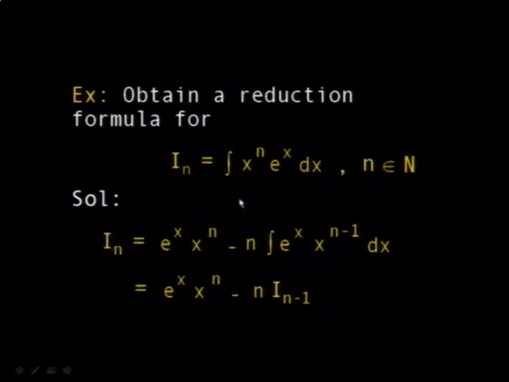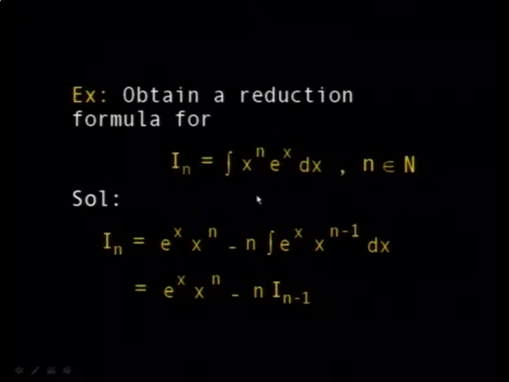So suppose, for example, now you wish to calculate the integral of x to the power 7, e to the x dx. What you do, you directly come here and say x to the power 7 times e to the power x dx is equal to x to the power 7 e to the x minus 7 I_6. And what is I_6? The integral of e to the power x, x to the power 6. But this is again equal to x to the power 6 times e to the x, and so on.